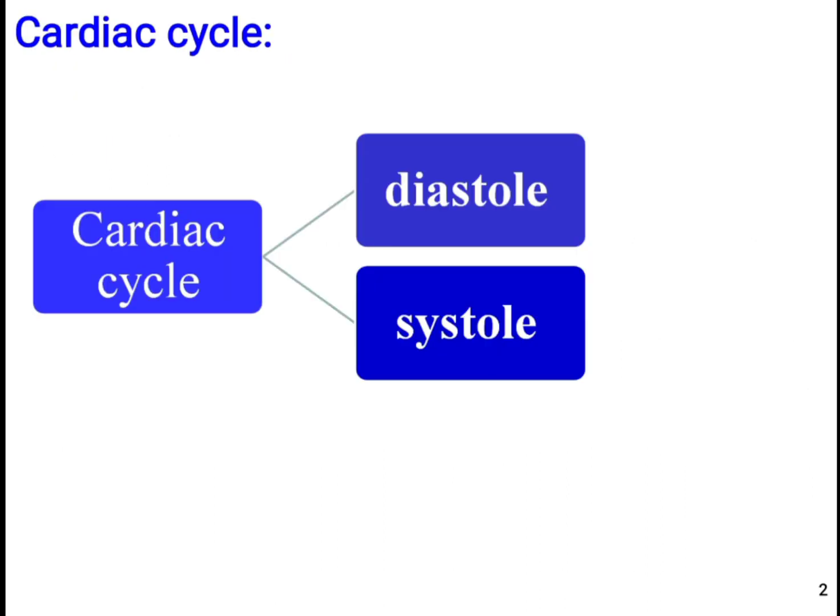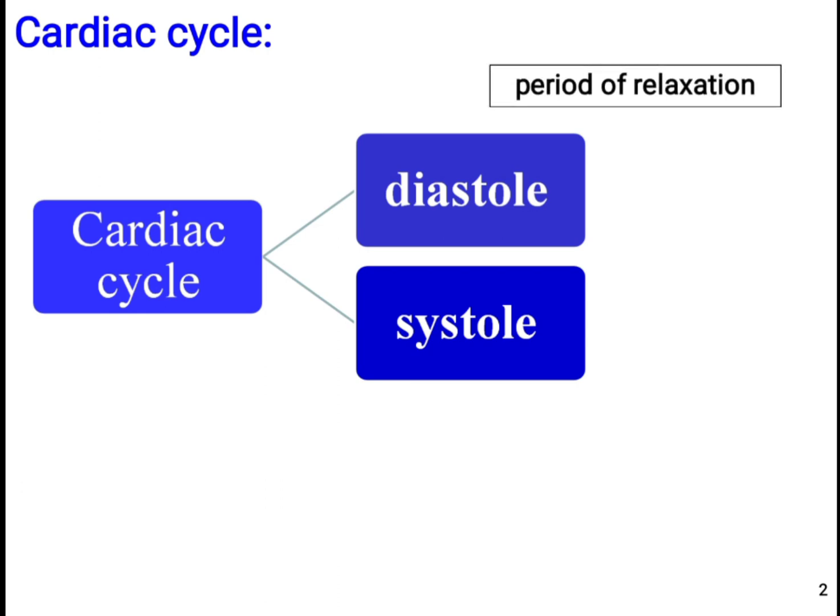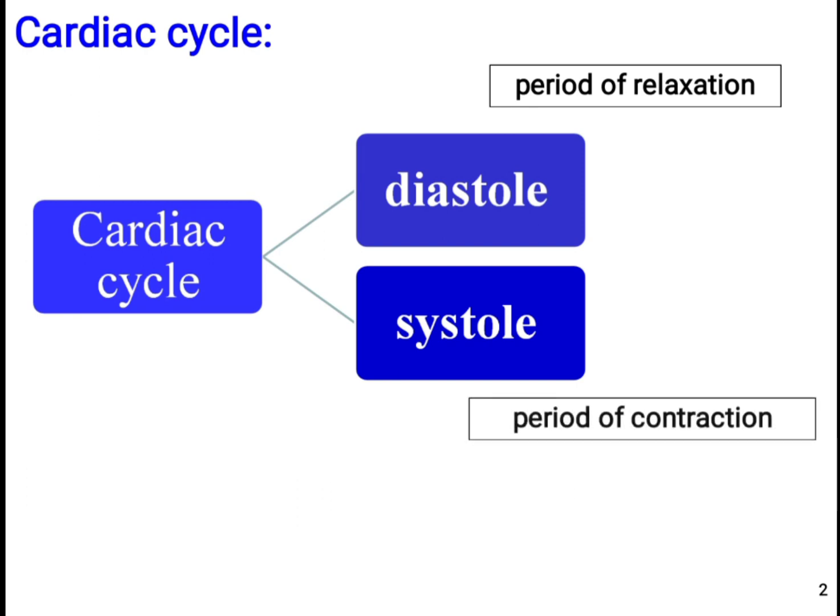So basically, the cardiac cycle is the series of events that take place from one heartbeat to the next heartbeat. It is divided into what we call diastole and systole. Diastole means a period of relaxation when the myocardium of the heart is relaxing, whether it is the ventricles or the atria, the walls are relaxing. Then the period which involves contraction is known as systole.